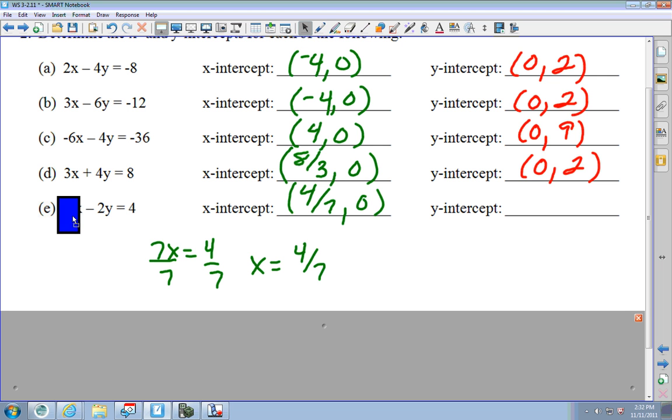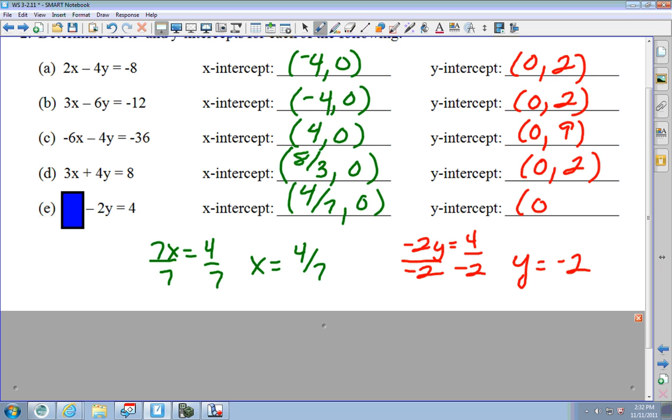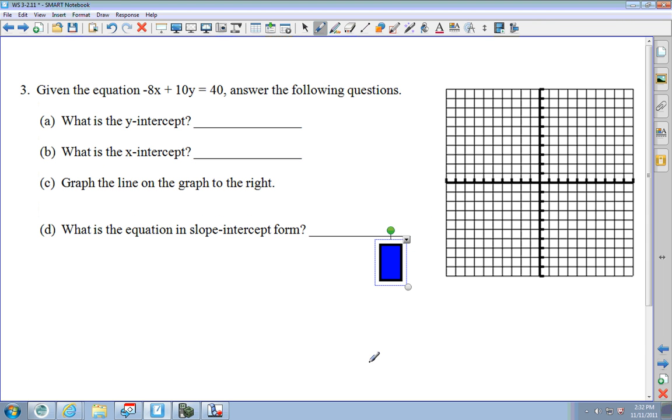The y-intercept, cover up the x. I get negative 2y equals 4. I'm going to divide by negative 2. Y equals negative 2. I have 0, negative 2. Next, here's the next question. It says, what is the y-intercept?